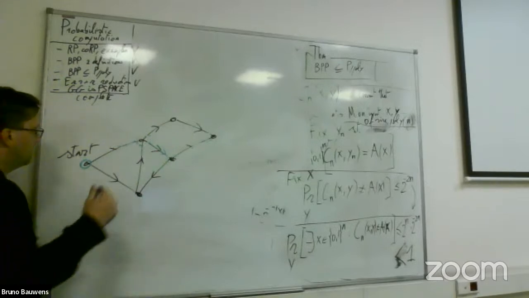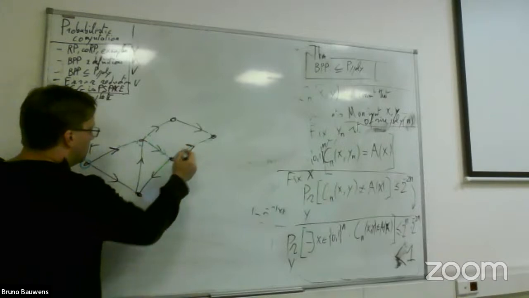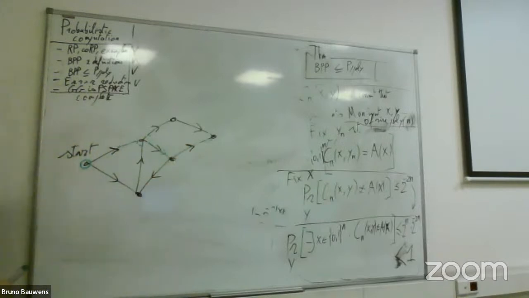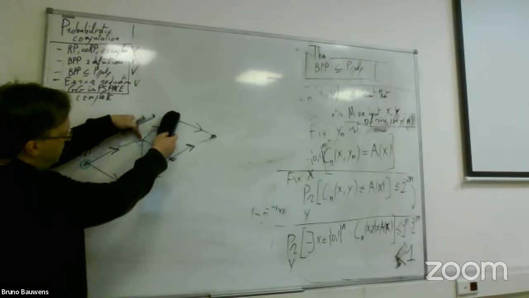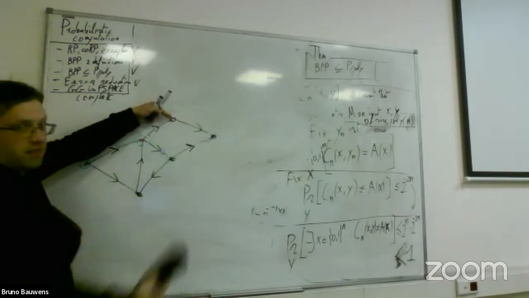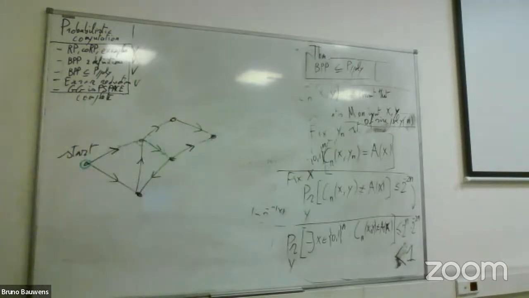So yes, he has the winning strategy. He should pick those edges which were green. So he can go in this move. He can go here or here. But in both cases, he wins. So the first player has a winning strategy.